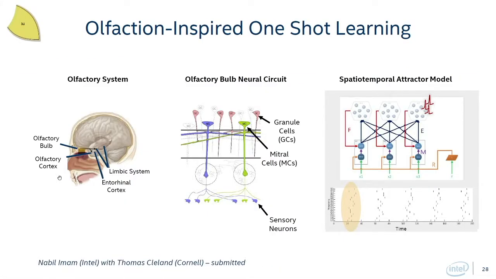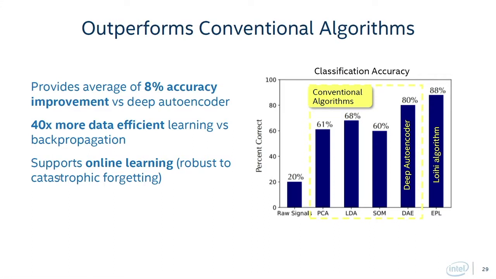And I will skip over this example, but this is Tom Cleland's olfactory system, which is very exciting because this is where we start using the oscillatory dynamics that I mentioned earlier. But this gives very interesting, compelling gains in accuracy, not just performance and efficiency. But this is because this is a novel algorithm inspired directly by how these neural circuits behave.